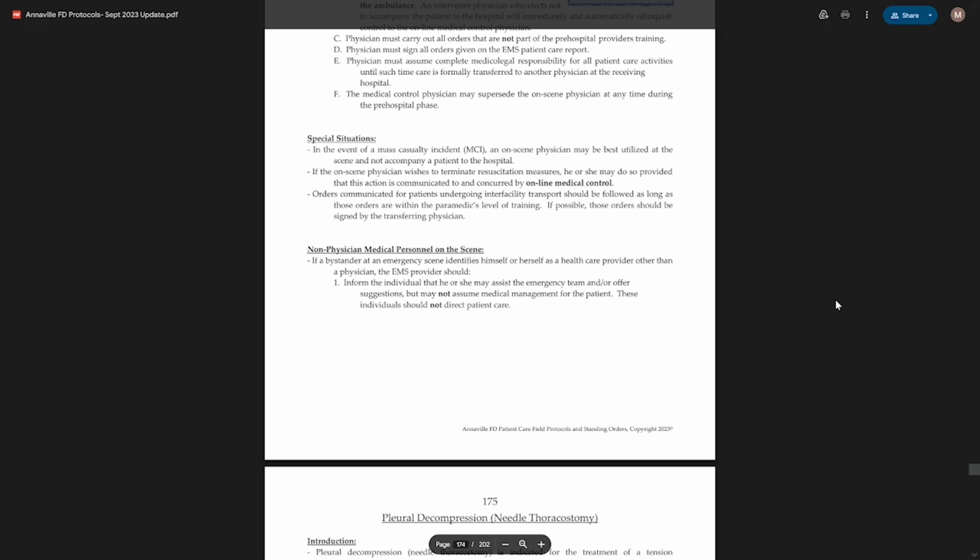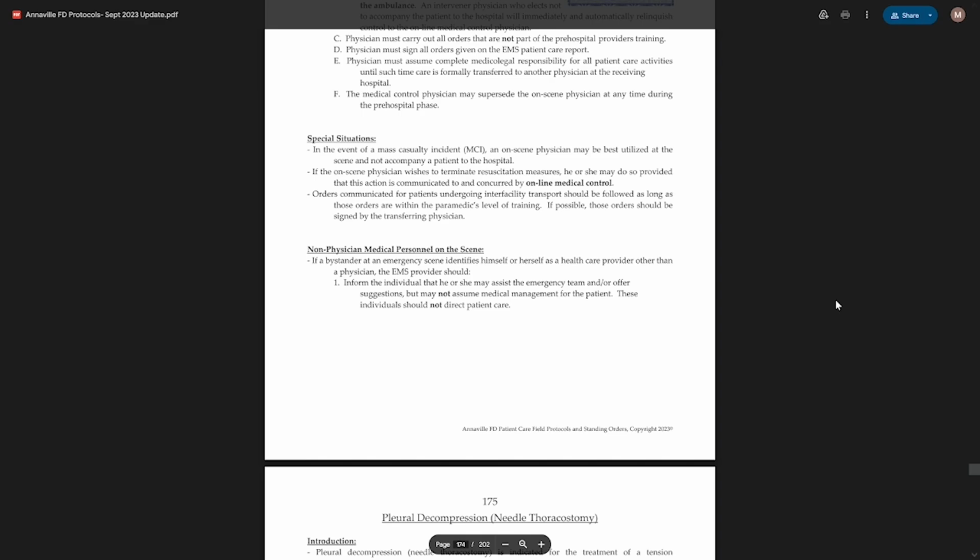For special situations, in the event of a mass casualty incident or an MCI, an on-scene physician may be best utilized at the scene and not accompany a patient to the hospital. If the on-scene physician wishes to terminate resuscitation measures, he or she may do so, provided that this action is communicated to and concurred by online medical control. Orders communicated for patients undergoing intrafacility transport should be followed as long as those orders are within the paramedic's level of training. If possible, those orders should be signed by the transferring physician.